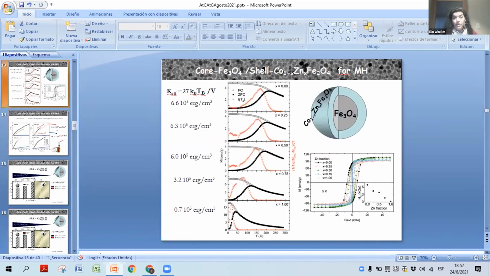This is important because in all the talk I refer to the nominal concentration, but the real amount is lower. In fact, we never reach the zinc ferrite, which is an antiferromagnetic material. In this case, we never reach that nominal concentration. And the amount of the metal ions, that quantification is in the publication, right? Yes.